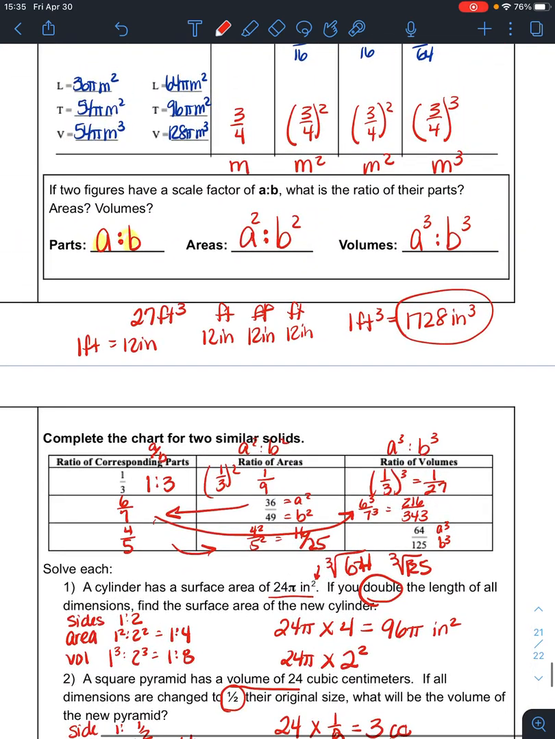Okay, so here's the big thing right here. This is the most important part. You need to remember whatever happens to your sides, square it. That's what's going to happen to your areas. Cube it, and that's what's going to happen to your volumes.